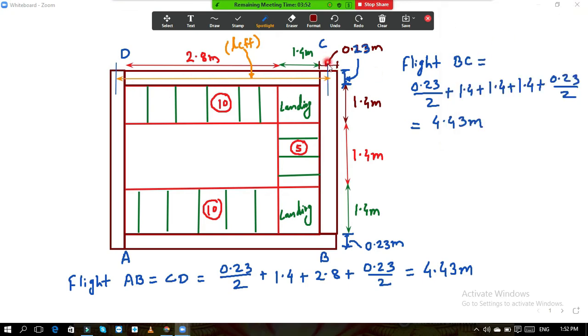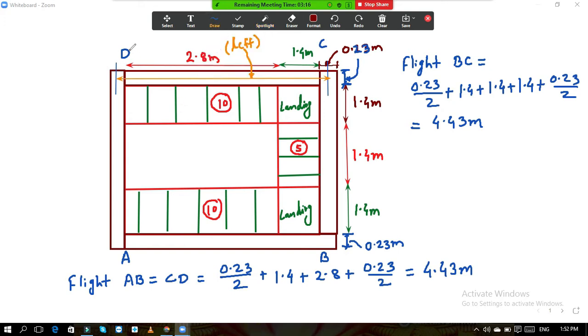The center that you have taken, here there will be a support and here there will be a support. At the center, because we are considering the center to center span, we will take the position of the support at the center over here. So this mid length is 2.8 meter plus 1.4. How much is 2.8 plus 1.4? It is 4.2.